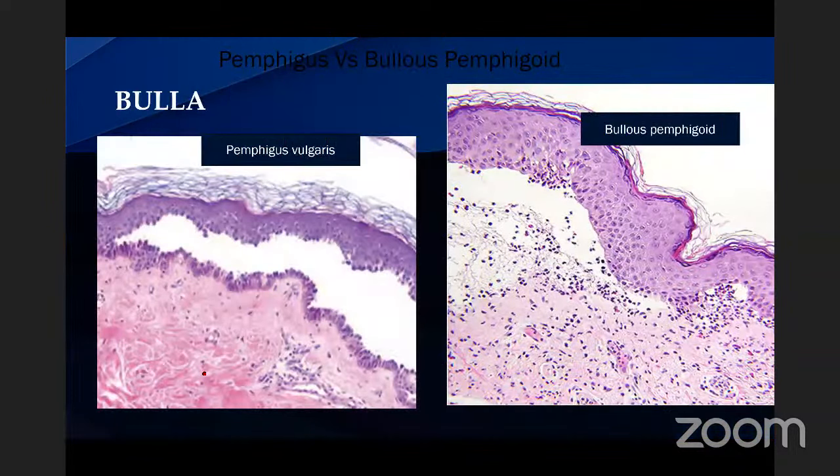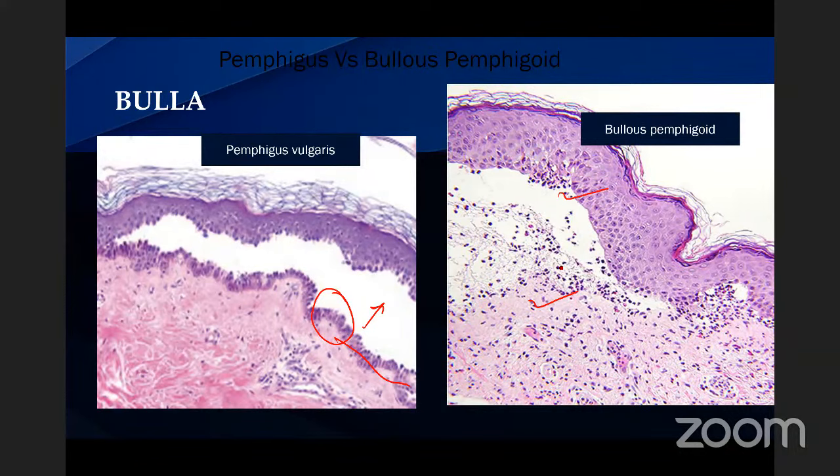When I'm talking about bulla, everybody should remember suprabasal bulla. That is, these basal cells are intact like a row of tombstones. Suprabasal bulla is because of pemphigus vulgaris, where you basically have antibodies against desmoglein 3 more than desmoglein 1. Whereas when the whole epithelium is separating from the dermis, this subepidermal bulla is seen in bullous pemphigoid.